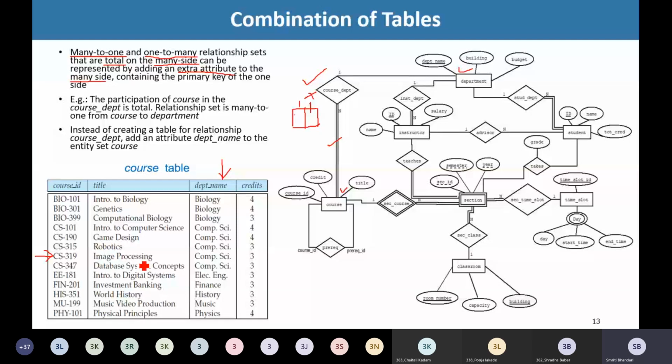This course is offered by only one department. And there is a total participation, meaning this course must be associated with a department. It will never happen that there is a course and there is no associated department. And that is why there is a total participation towards many sides. Hence, instead of creating a separate table, we are adding the primary key of the department in this course table itself, so that immediately we can understand which course is offered by which department.